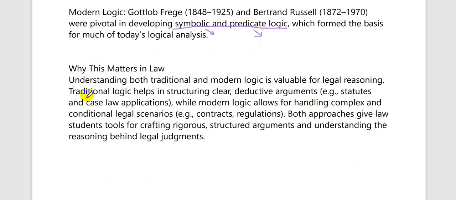Why this matters in law. Understanding both traditional and modern logic is valuable for legal reasoning. Traditional logic helps in structuring clear deductive arguments, for example statutes and case law applications, while modern logic allows for handling complex and conditional legal scenarios, for example contracts and regulations. Both approaches give law students tools for crafting rigorous, structured arguments and understanding the reasoning behind legal judgments.